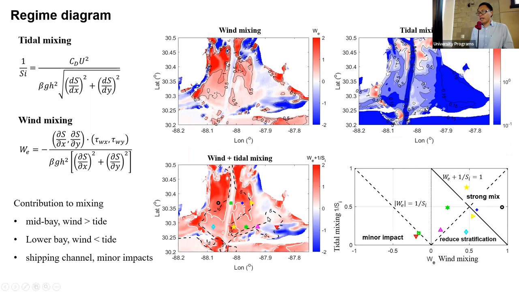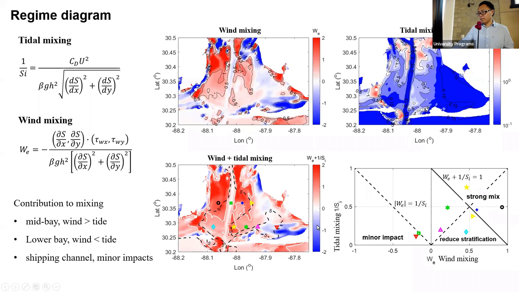Furthermore, we can tell which has more contribution to the mixing, either the tide or the wind. As shown by this diagram, this dashed line is where the wind mixing and the tide mixing have the same strength. Above this line means the bottom mixing dominates or has a larger contribution, which is over the lower part of the bay in this area. But below this line, it means the wind has a larger contribution.